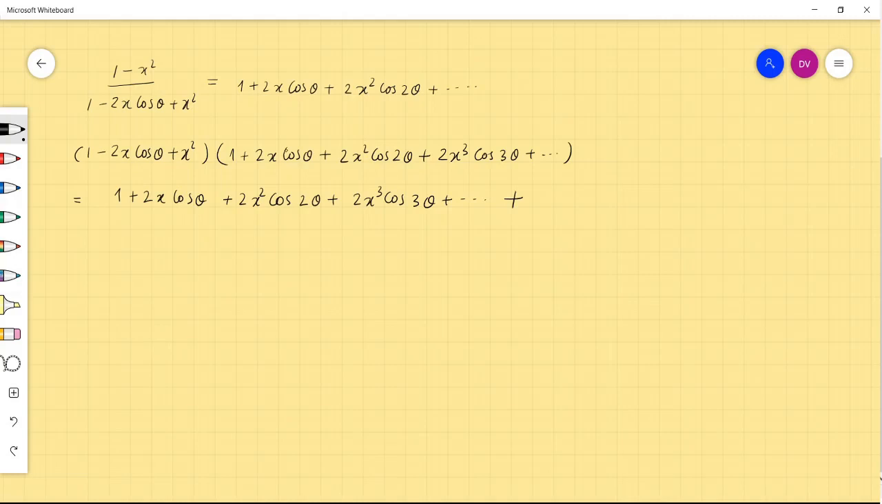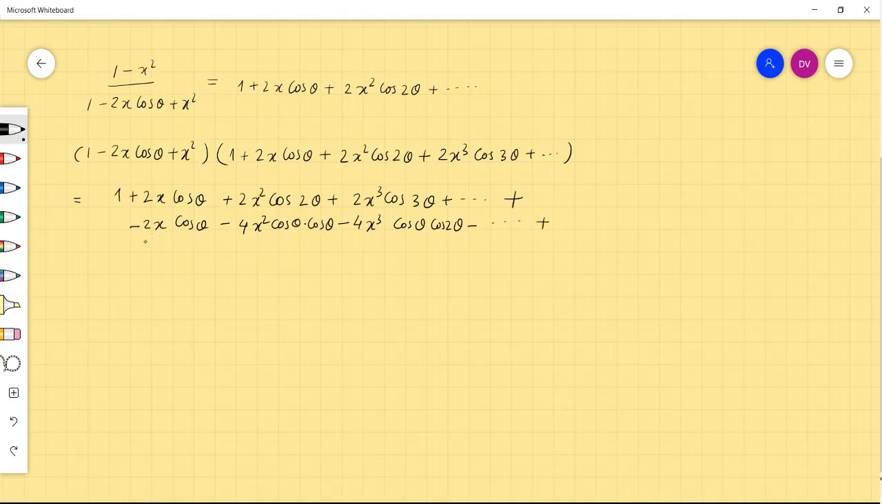Plus then you multiply this bracket with −2x cos θ. So the first term will be −2x cos θ. Second term will be −2x cos θ times 2x cos θ, so that will be −4x² cos²θ, that is cos θ into cos θ. Then −2x cos θ times 2x² cos 2θ, so that will be −4x³ times cos θ into cos 2θ. Then you have this term.